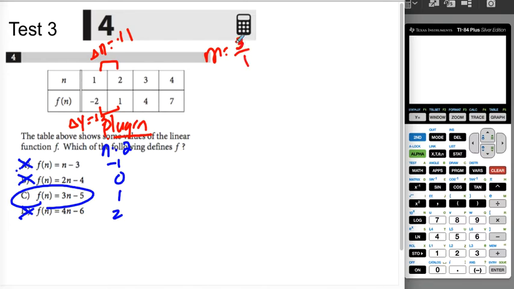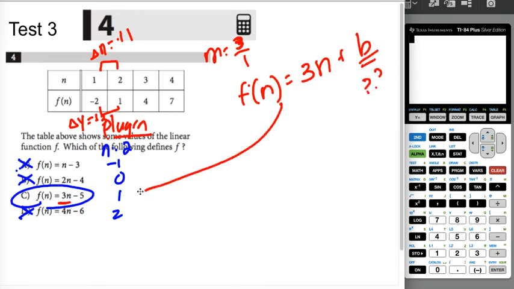If you recognize, sorry, the pen's the worst, if you recognize the slope is a 3 over 1, you kind of get to here automatically, meaning f of n should be 3n plus some b that we don't know, but we don't really have to because there's only one possible answer that has a slope of 3.